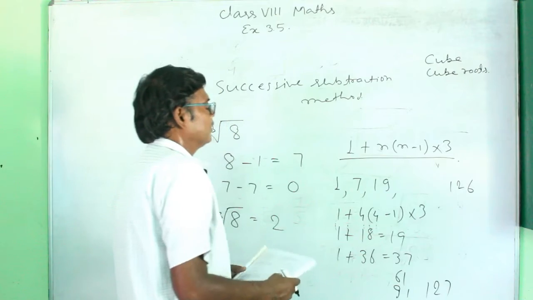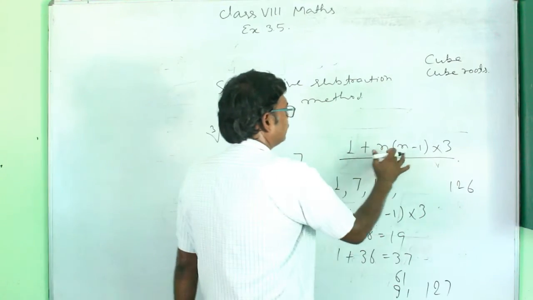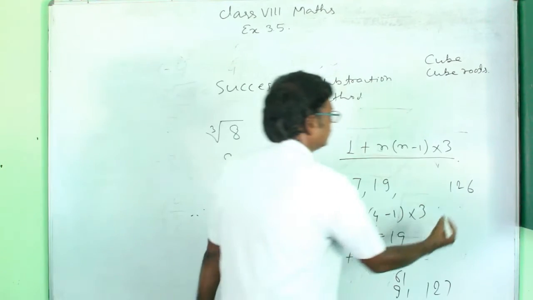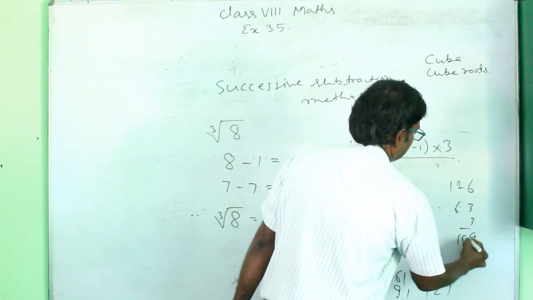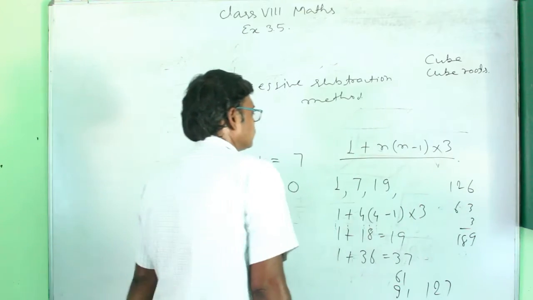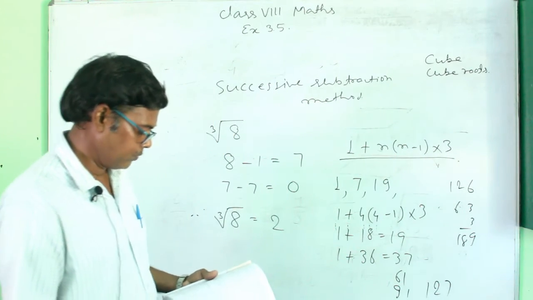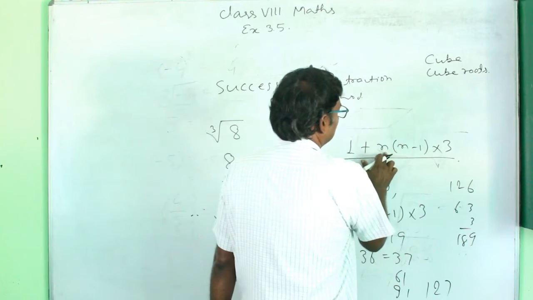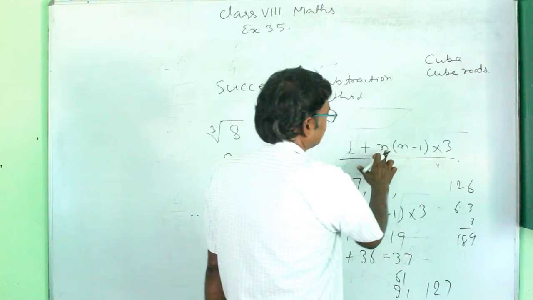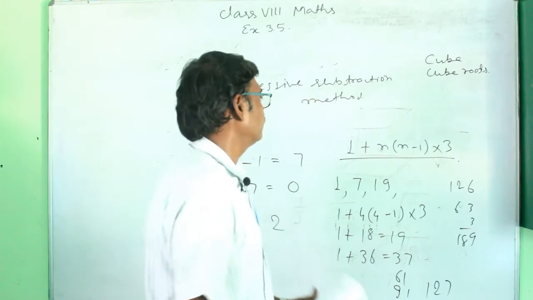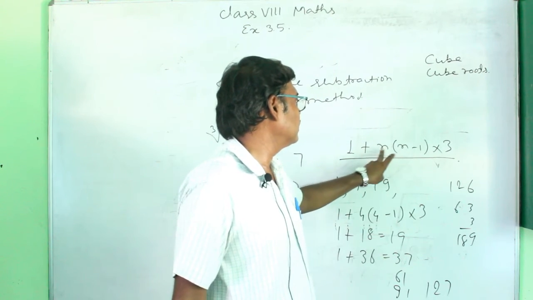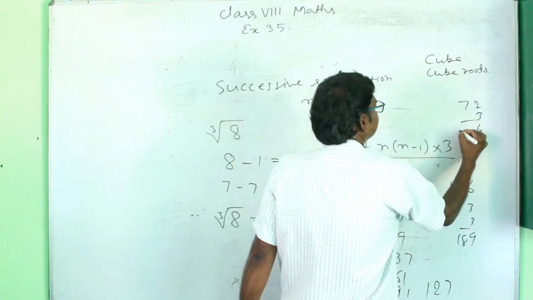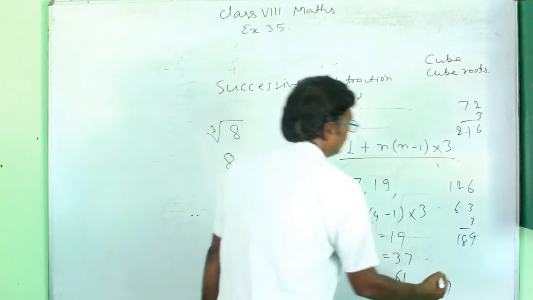The next number: again put 8, then you will get another number. 8 sevens are 56, and 56 threes are 168, plus 1 is 169. So on you will go on subtracting, and you will get the numbers. When you take 9, 9 eights are 72, and 72 threes are 216, plus 1 is 217, and so on.